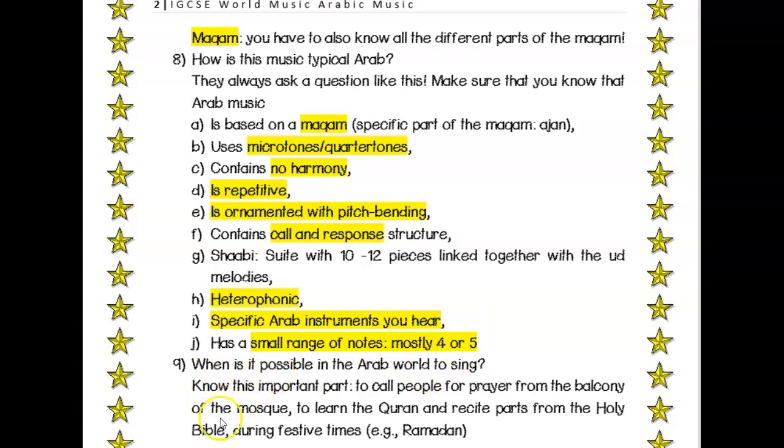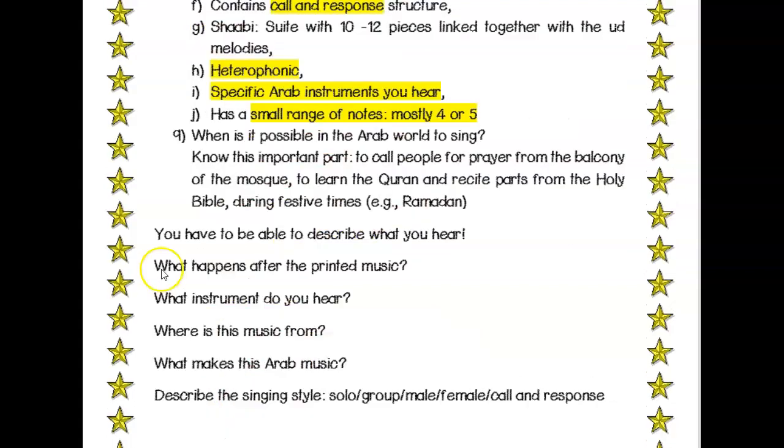Okay, you don't need to know when it's possible in the Arab world to sing. I also have seen previous questions where they ask you what happens after the printed music. That they have the printed music on top and it stops and something else happens. So then you must know your Dr. Smith. Maybe the dynamics change or the mood change, or it goes from a major to a minor, or it's faster. Instruments that you hear, where is this music from, what makes the music Arab, and describe the singing style. Solo, group, male, female, call and response.